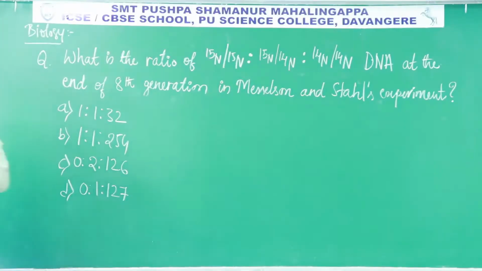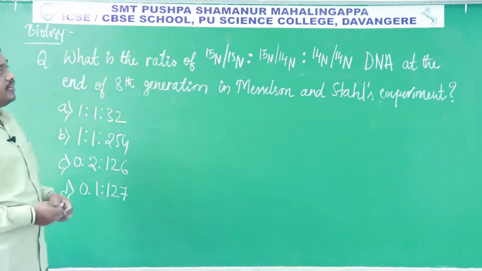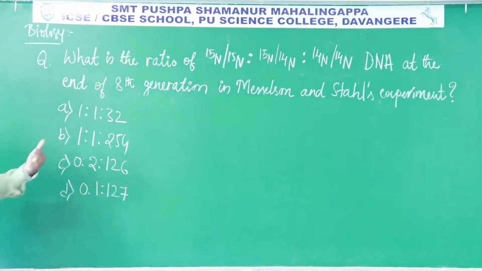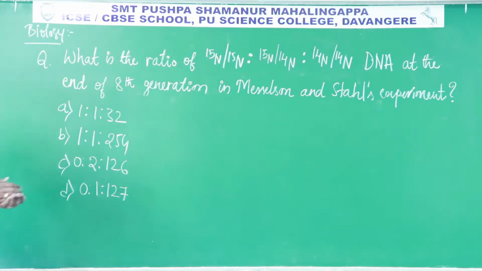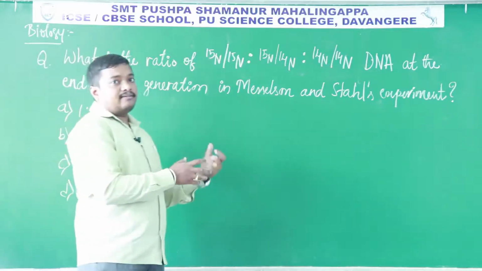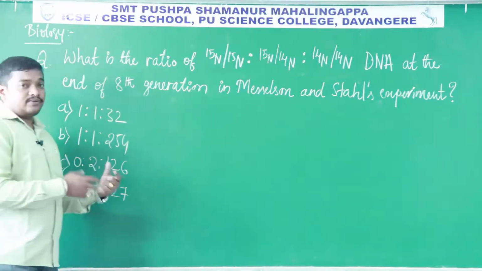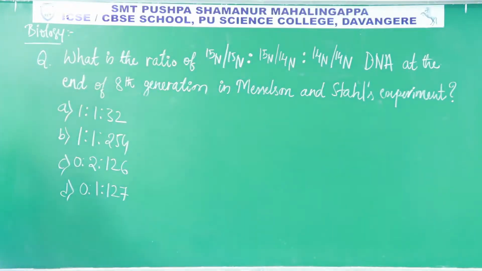Okay, so let us solve one NEET level question. What is the ratio of 15N/15N, 15N/14N and 14N/14N DNA at the end of the 8th generation in the Meselson and Stahl experiment? Options: A, 1:1:32; B, 1:1:254; C, 0:2:126; D, 0:1:127. So in Meselson and Stahl, they grew the bacteria E. coli in media containing the 15N isotope of nitrogen for several generations, and then shifted the bacteria into 14N and continued for 2 generations there.